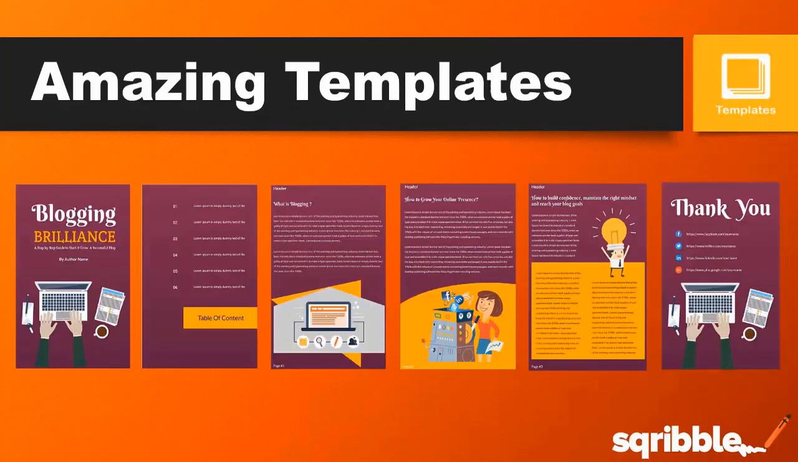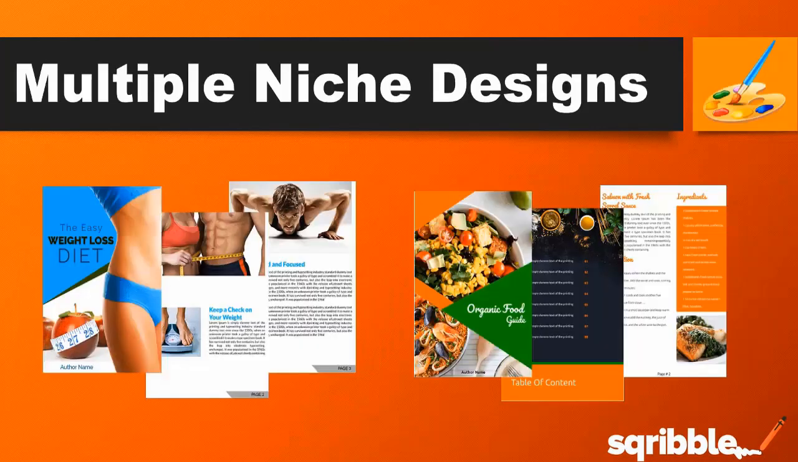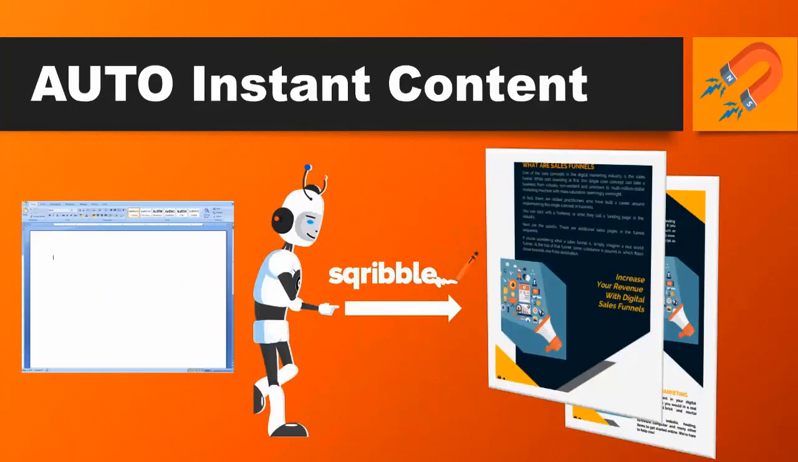Now, there's amazing templates inside. I've got something on the screen there for you, but there's all different types of themes, feels, styles for any type of project. In fact, there are designs in there for all types of niches. So whatever industry you're in, there's going to be a template inside with lots of different designs for you. Now, this is a massive feature of Sqribble.